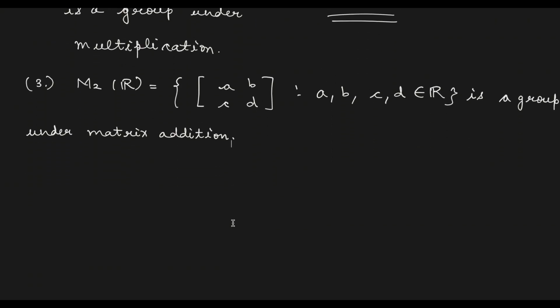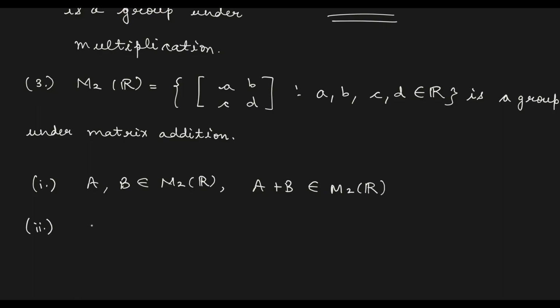Let us verify this also. Now first property, closure: if A, B belongs to M2R, then A plus B will also belong to M2R. So closure property is satisfied. Second is associative property: A plus B plus C is the same as A plus B plus C.